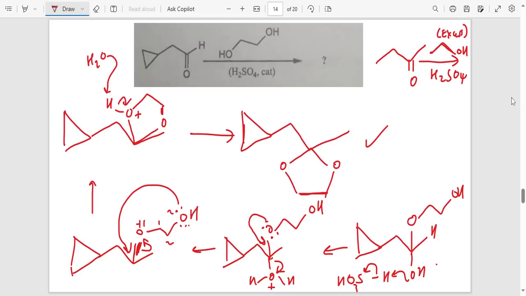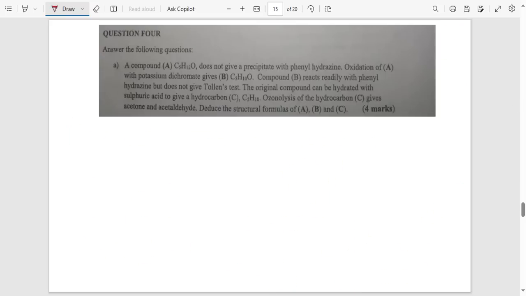Alright, so that is this. The next question. A compound A, C5H12O, does not give a precipitate with phenyl. Now, let's remember, if something does not give a precipitate with phenyl, what does that mean? What does that mean?